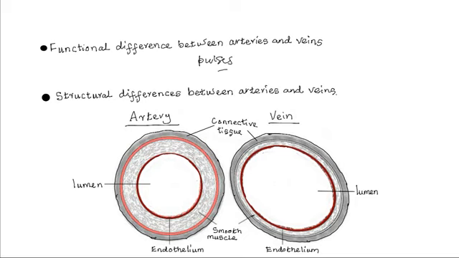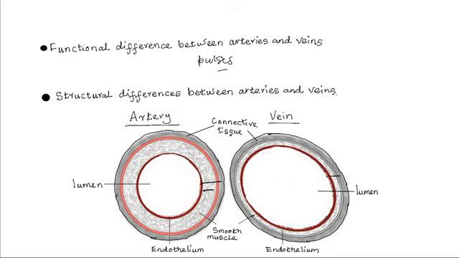Structurally, if you look at the walls of the two, compare the thickness. So arteries' walls are thicker and more muscular than the veins. That is a very distinct difference. Thicker walls in the arteries, thinner walls in the vein. This is because of the thicker layer of smooth muscles.